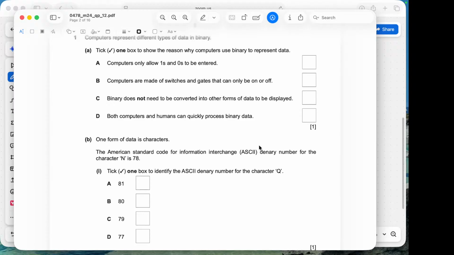And then we've got American Standard Code for Information Interchange, ASCII. The denary number for the character N is 78. What is Q?